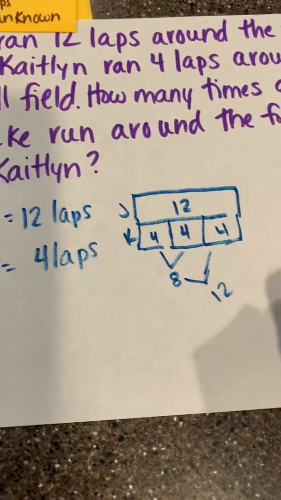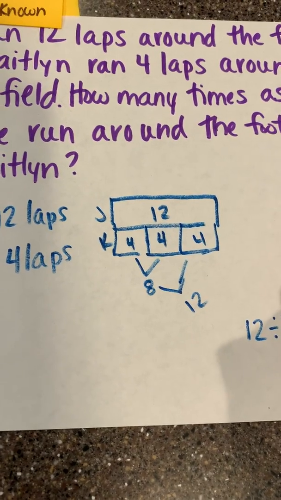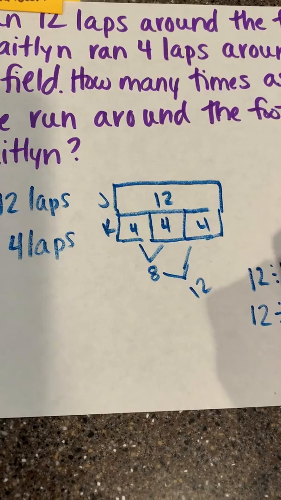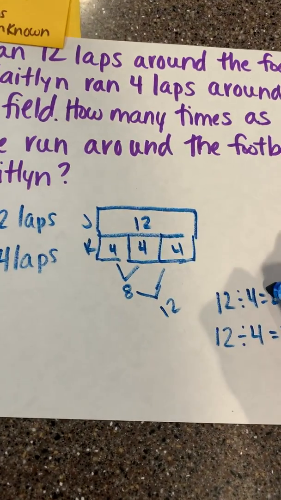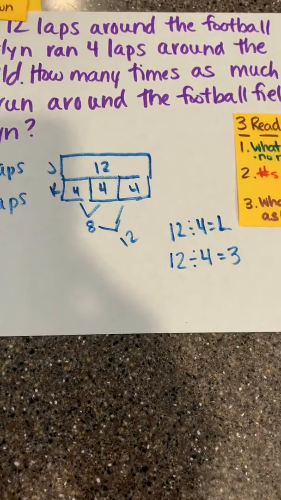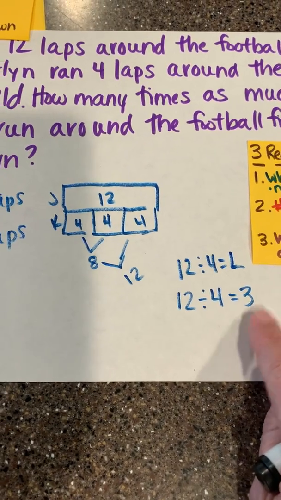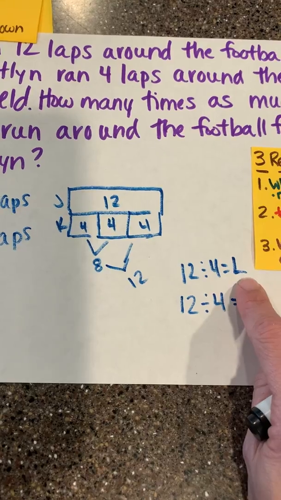So I could say 12 divided by 4. How many groups of 4 do I have? I have 3. And I would have wanted to have written that, first of all, with the variable for the unknown. And just because we're dealing with laps, I'm going to put an L, but you can really put any variable. We're not looking for the number of laps, we're looking for the number of times greater. But the variable doesn't always have to correspond with what you're trying to solve.